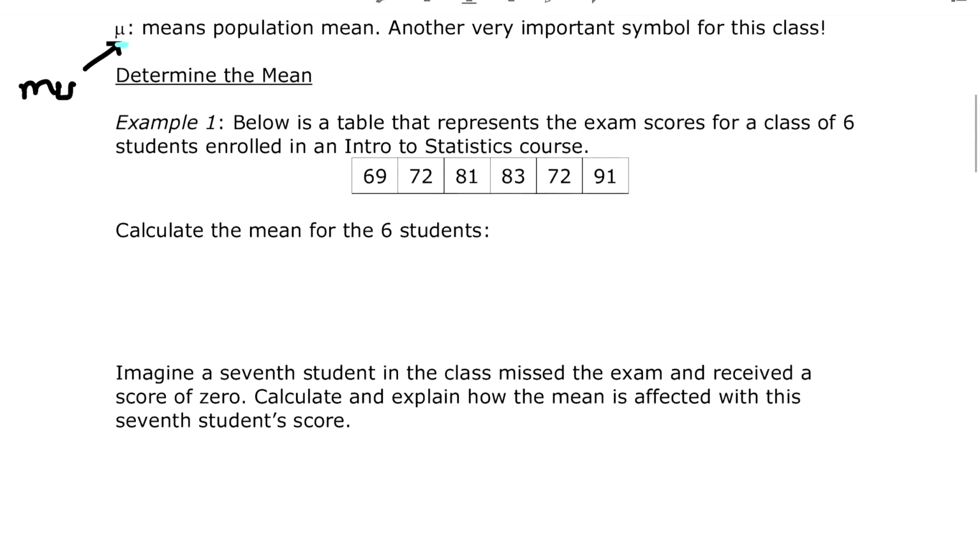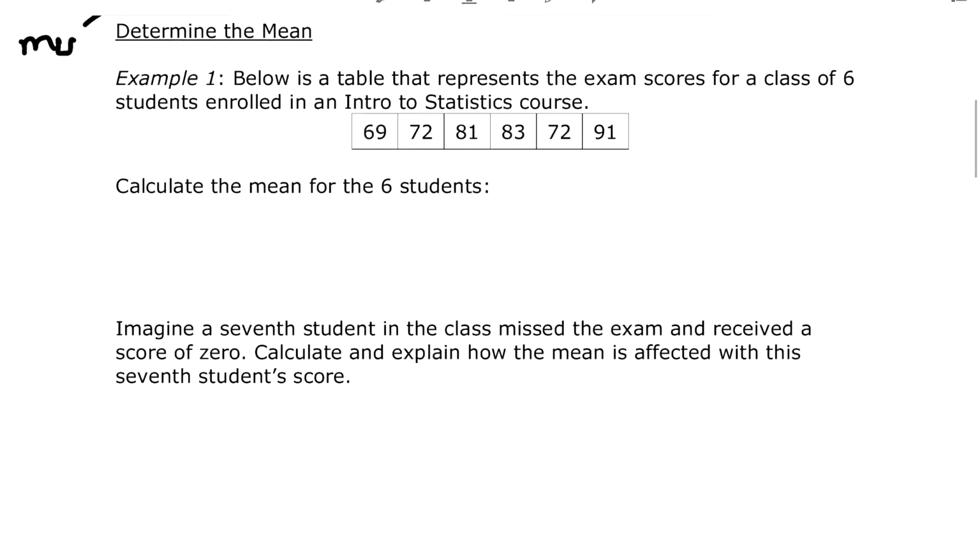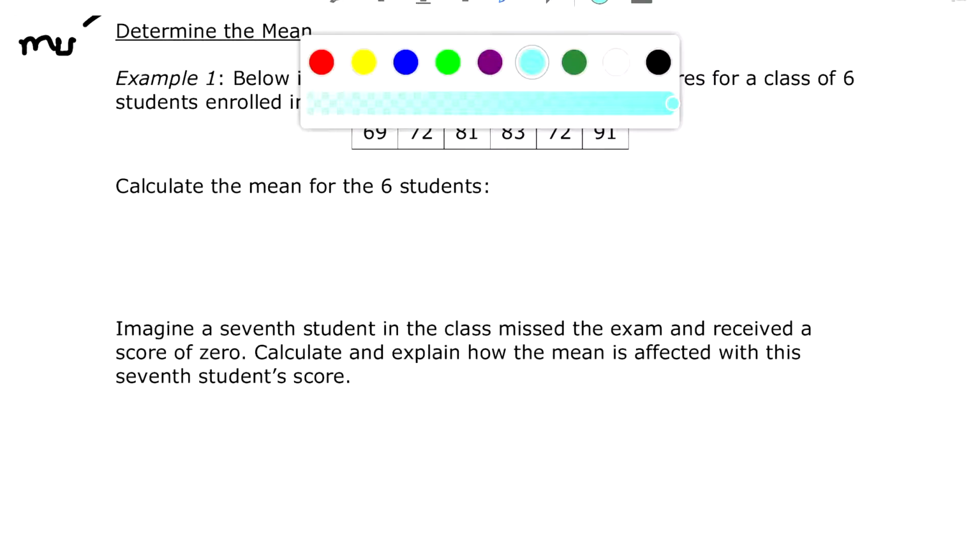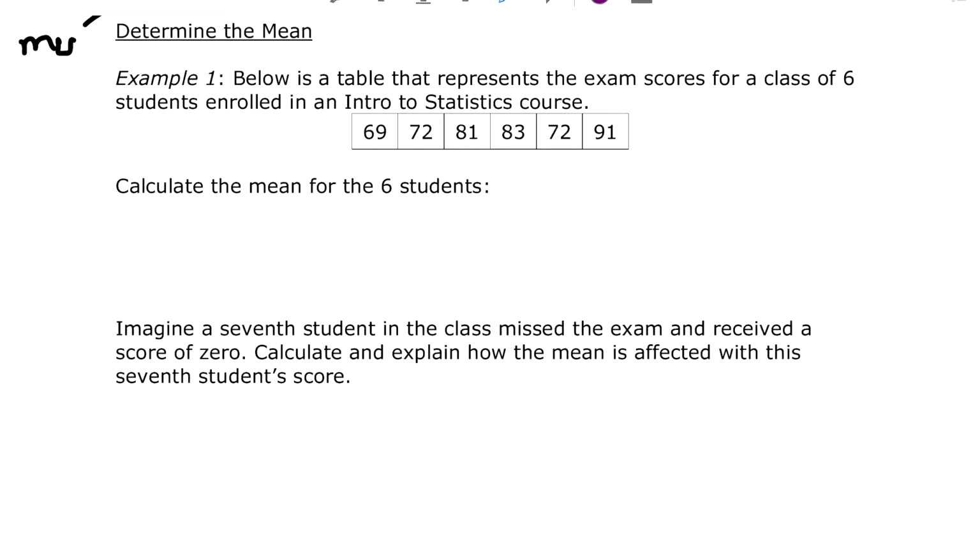So we're going to start by looking at an example of calculating the mean. Right here I have a table of exam scores for a class of 6 students enrolled in an Intro to Stats course. It's not the full class, it's just 6 students that I pulled from this class. We're going to find the mean for this test for these 6 students. We're going to find the average for these 6 students.